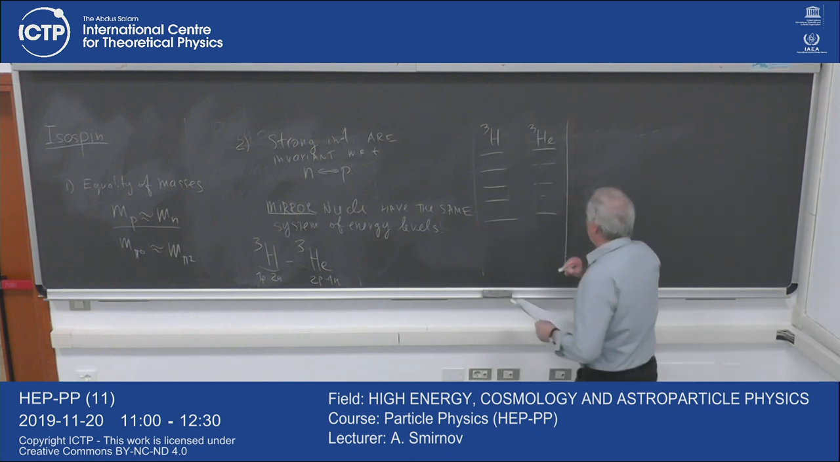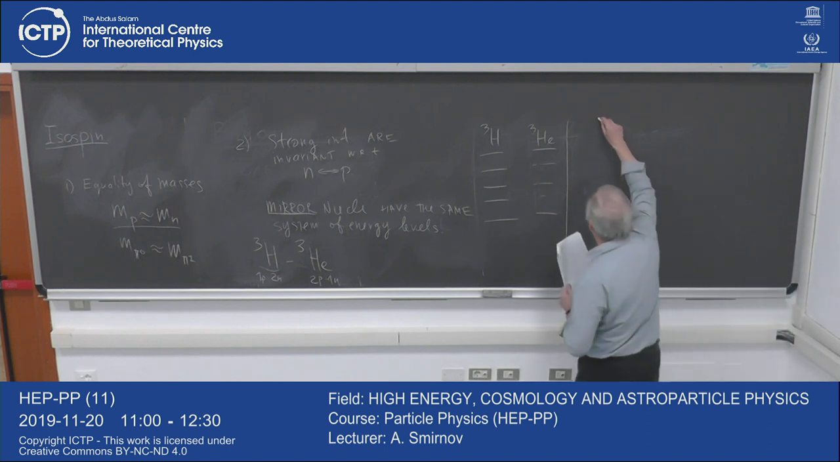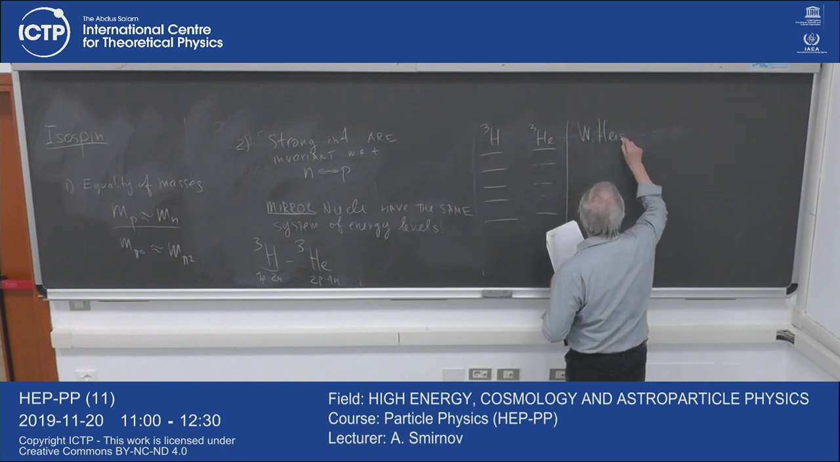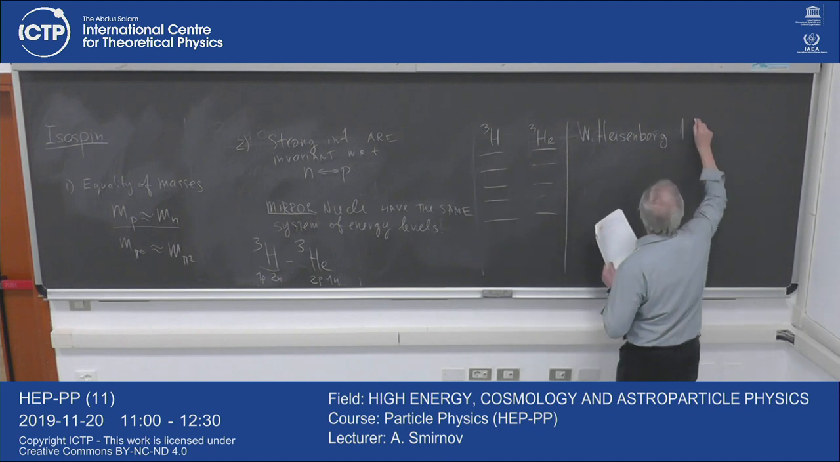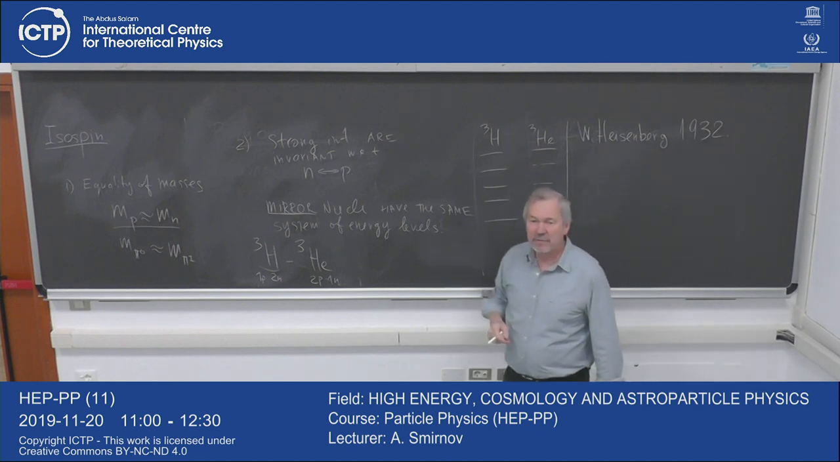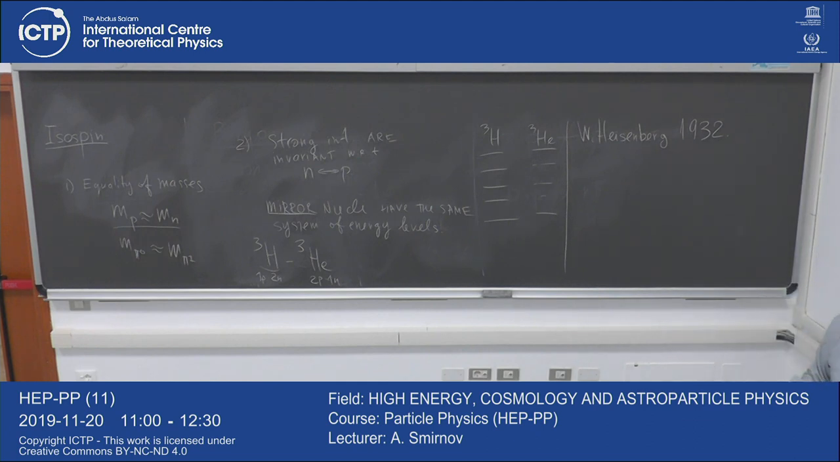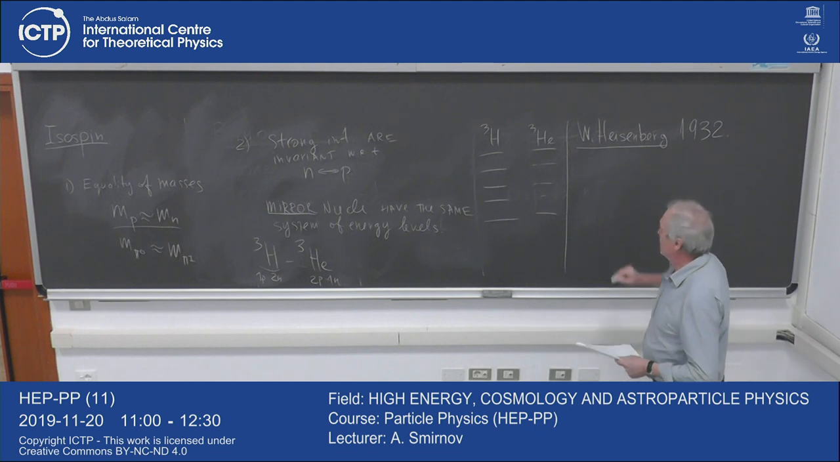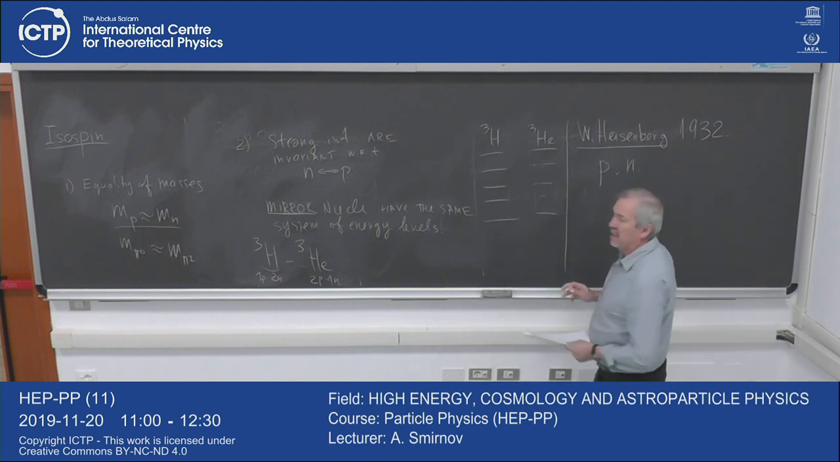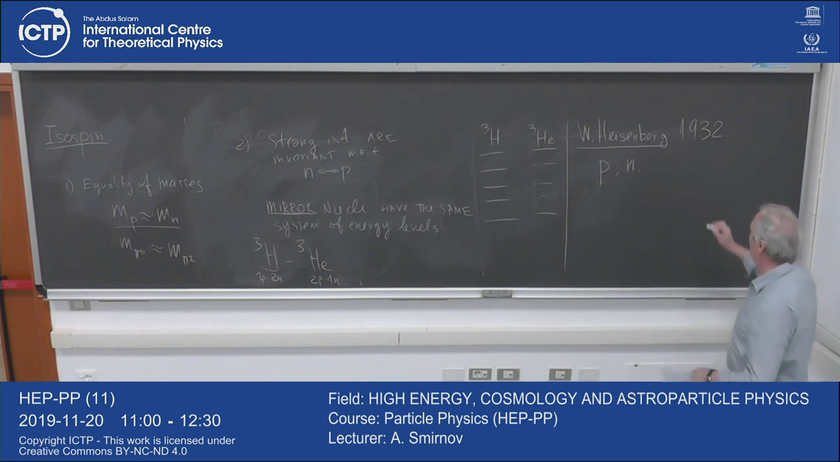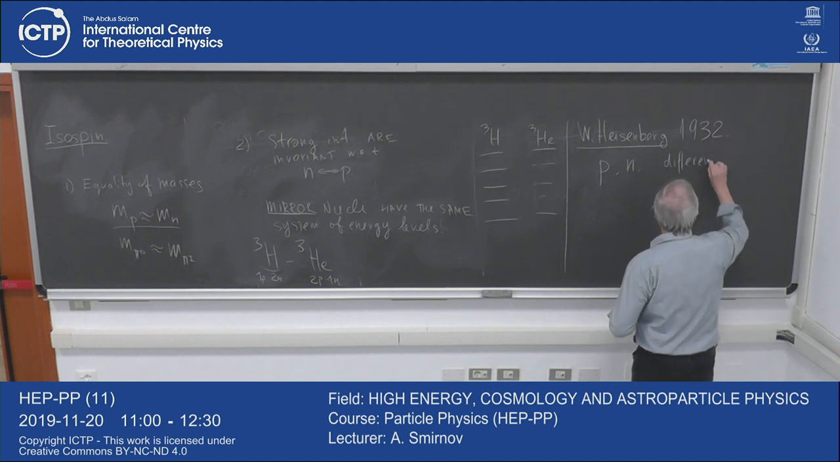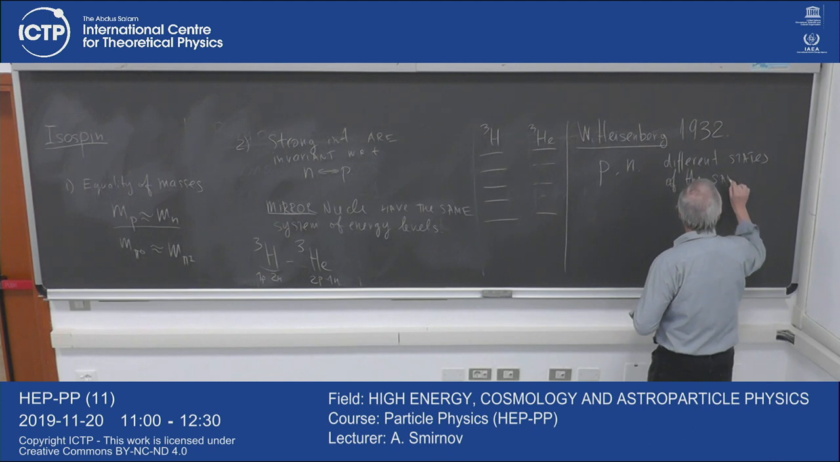Okay? Now, isospin has been introduced by Heisenberg in 1932, very soon after discovery of neutron, although the name isospin has been given slightly later by Wigner, I think it was 36 or 37. So what is the idea? The idea is that proton and neutron are actually different states of the same particle, which we call nucleon.